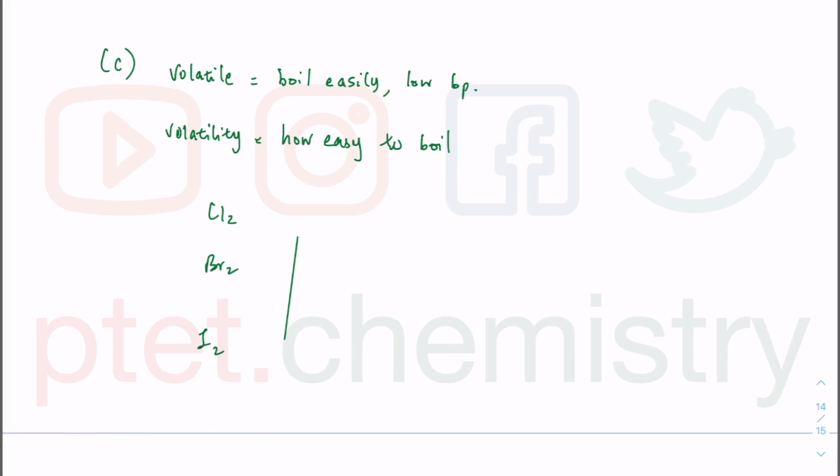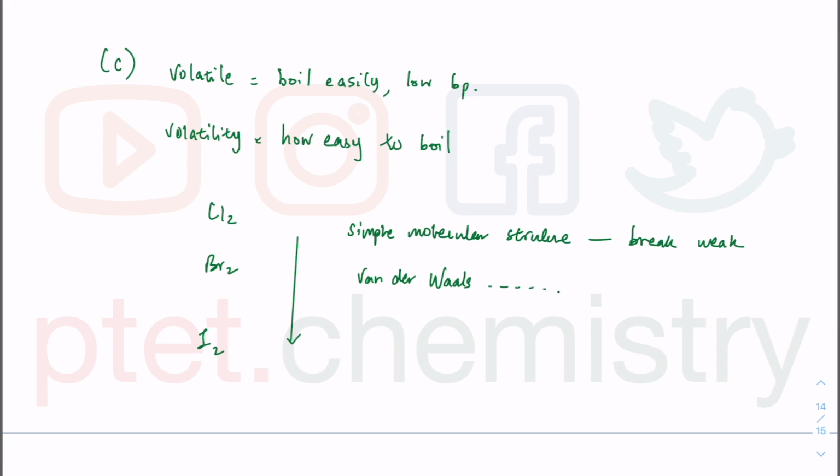Going down the group, these are all simple molecular structures, simple covalent molecules. We need to break the weak intermolecular forces between the molecules. And these are between the same atoms of equal electronegativity. So we're just breaking the weak van der Waals between the molecules. But just because we talk about van der Waals, you don't just go straight away to just the van der Waals. In the explanation, you also have to think about the factors.